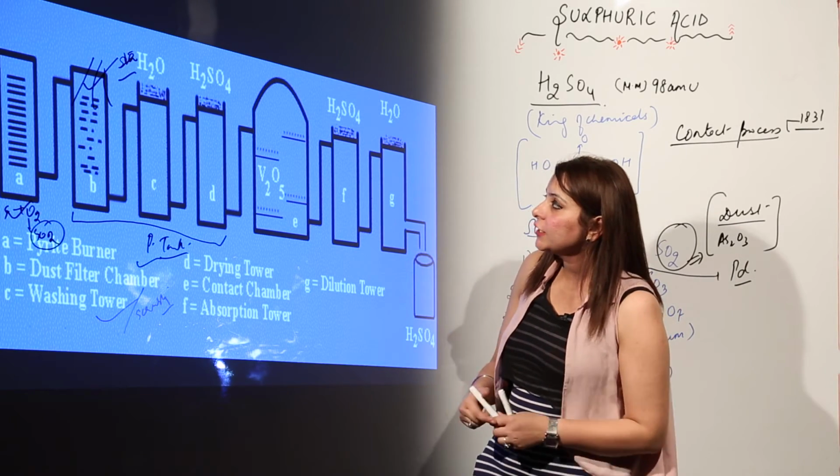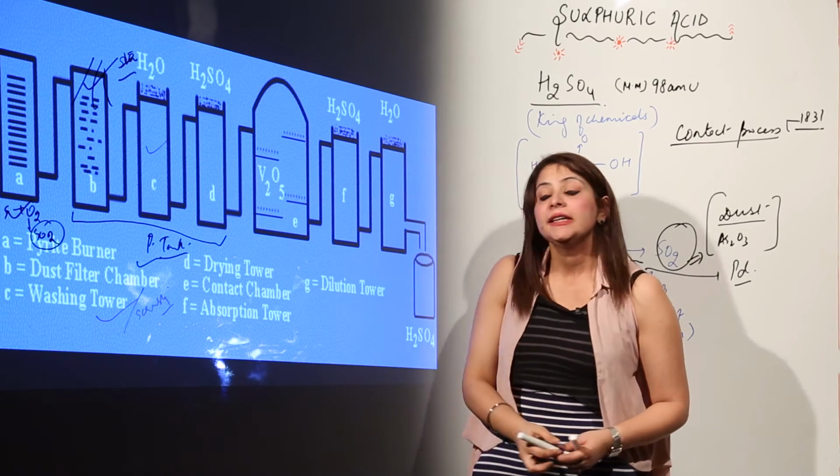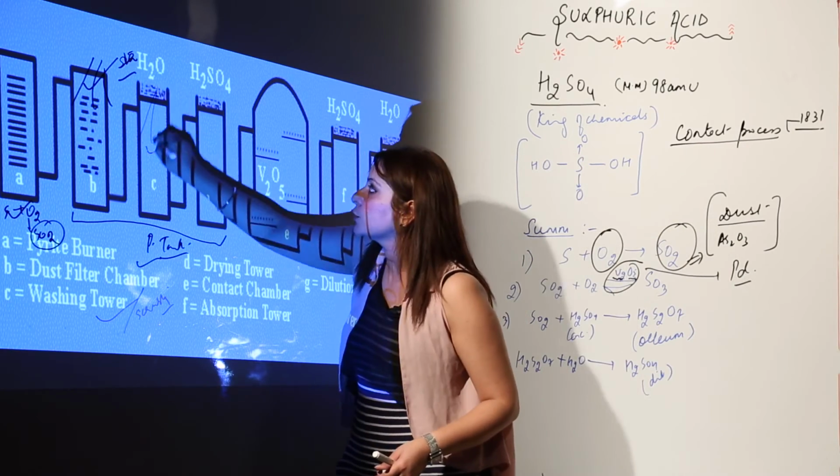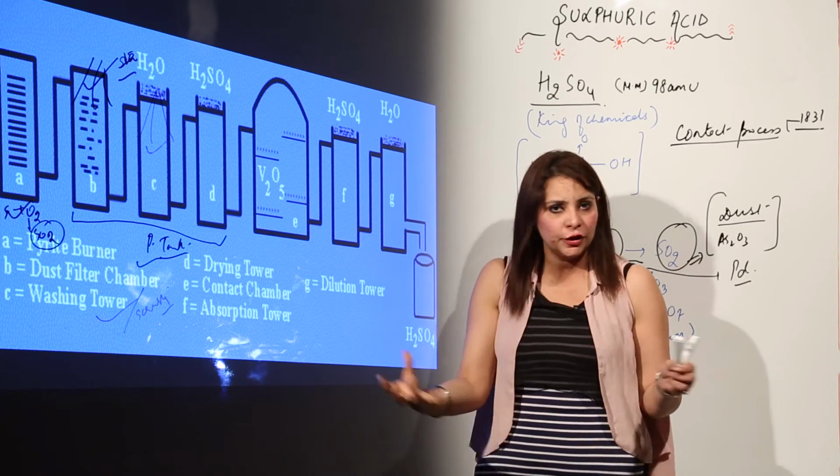So when this SO2 passes from this B to C tower, here what happens, a stream of water is passed through it, right. That means the water is just flowing, there is a heavy stream of water.